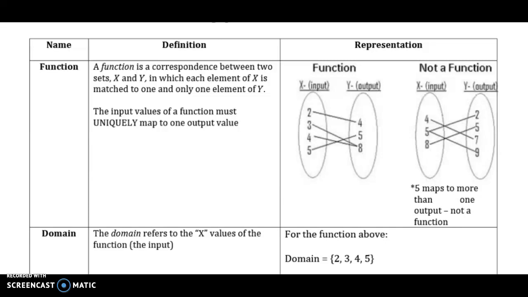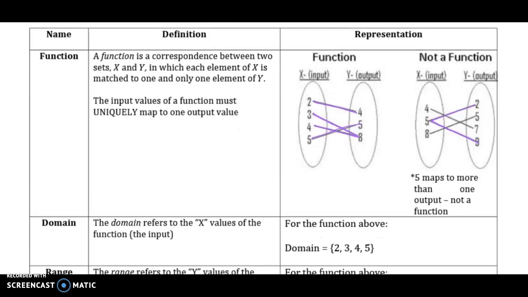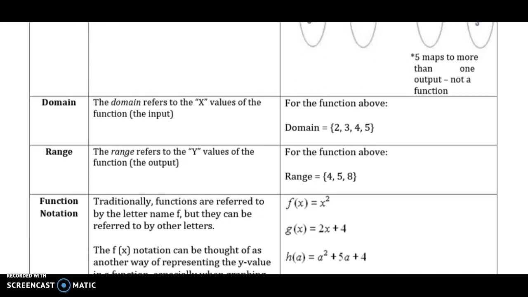So the inputs of a function must uniquely map to one output, meaning you should only get one answer out. So if we look here, there's one line coming out of the 2. One from the 3, one from the 4, one from the 5. This is a function. It is okay if you repeat your y values or your outputs, but you should never see a repeating x. So over here, where you see that the 5 gave you 2 different answers, that means it failed. That's not a function. We shouldn't ever get 2 answers, at least not with a true function.